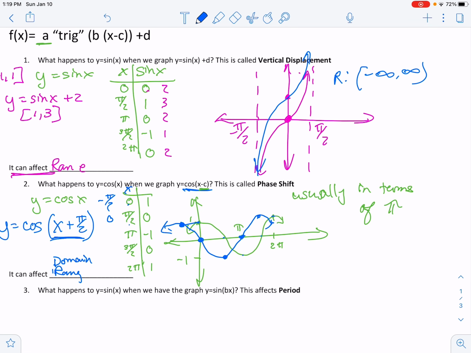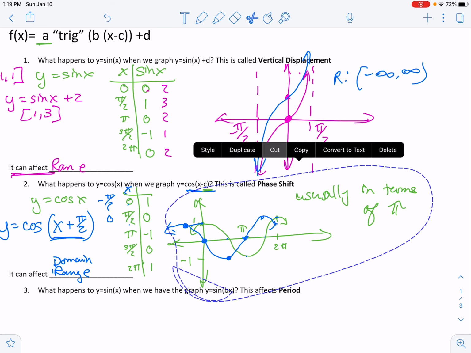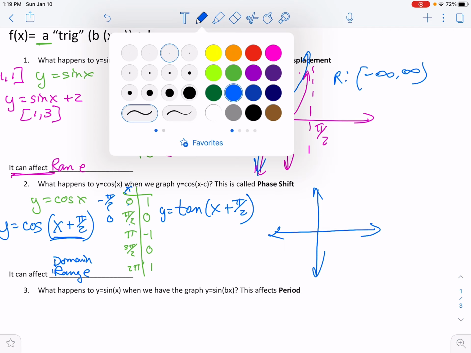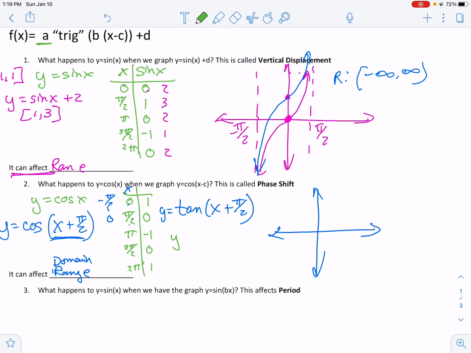All right? Think about tangent, though. Tangent's going to be a little tricky because when you do a phase shift, you're moving your asymptotes. So if I've got the tangent of x plus pi over 2, well, let's draw just the tangent first. All right, so let's back up and put the tangent in here. Y equals the tangent of x. It's the green one.